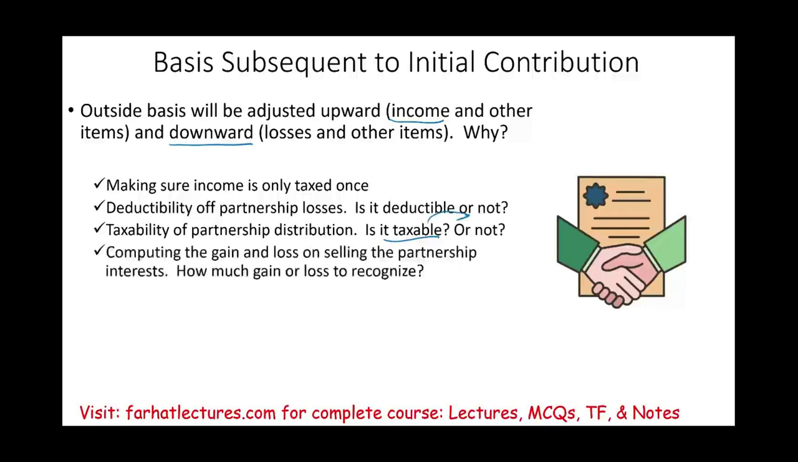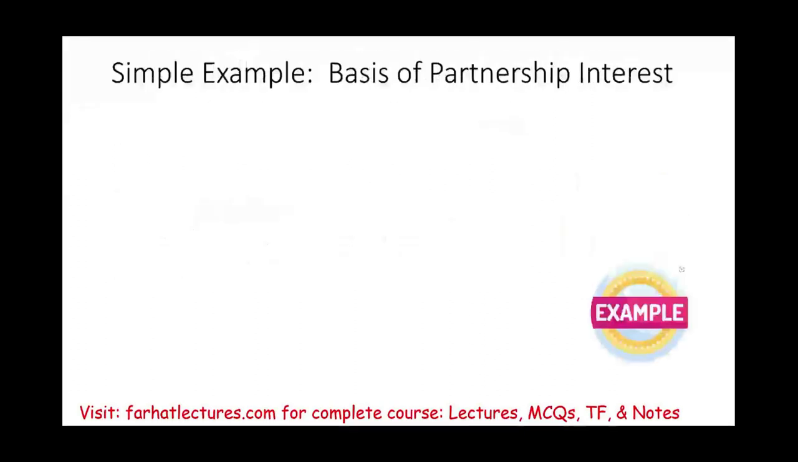Also, we need to compute our gain or loss when we sell that partnership interest. Eventually, we're going to sell our partnership interest. How do we know whether we have a gain or a loss? We have to keep track of our basis. Therefore, basis goes up and down. Let me show you in a simple example why that is important.